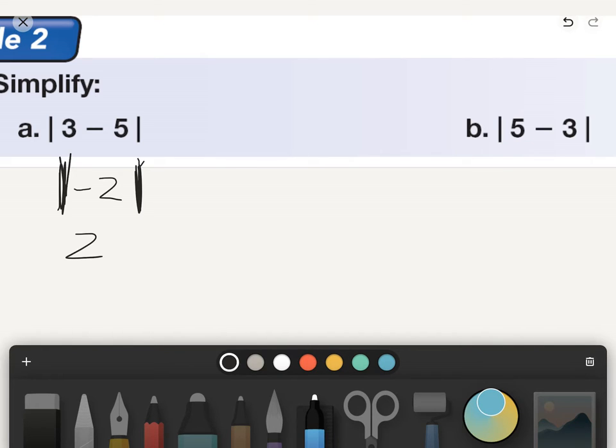just 2. For B, we don't need to do too much with that. It's just 5 minus 3 is just a regular old 2. And since there is no negative value to it, we just leave it the same. And so that one is also 2.